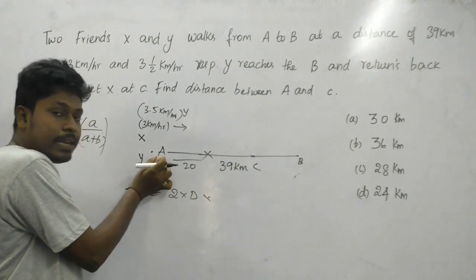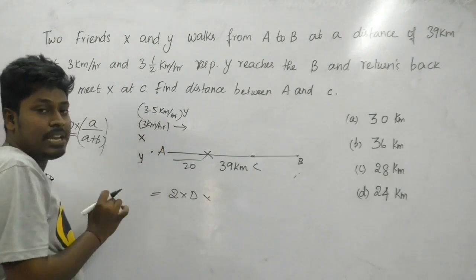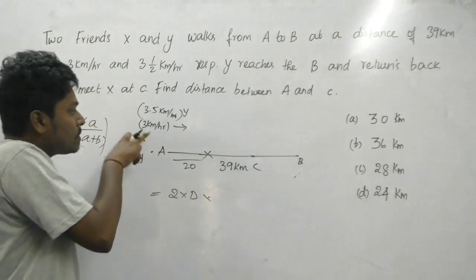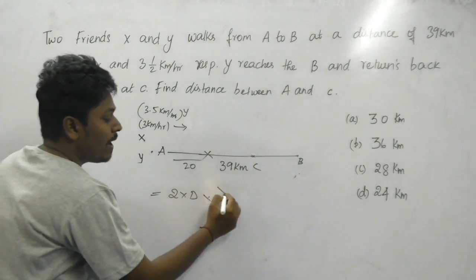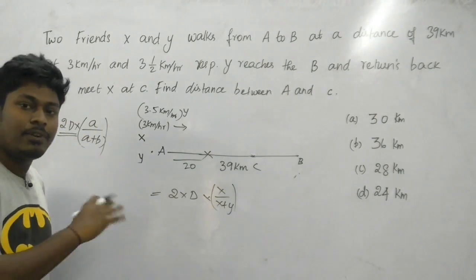Meeting point and the distance between A. So we know that the speed of x is 3 kilometers. Why? Because from A to the point C only x is covering, so we are concentrating on x. So x divided by x plus y. This is the formula, right?